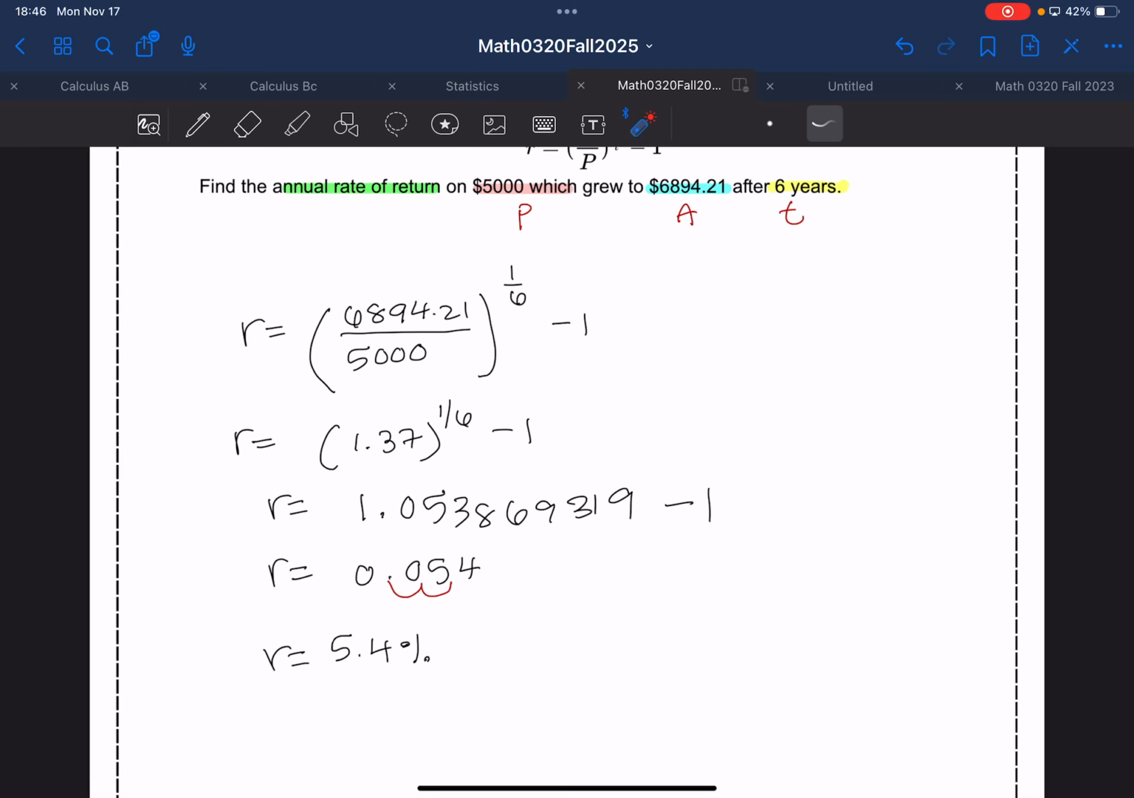Wait, what happened to the negative one? Or the minus one? I subtracted it from here, which just got rid of that 1 in the beginning. 0.054. She rounded. How? I just rounded it. Instead of writing 0.053869319, I just rounded it here. Yes, the 8. Yeah.